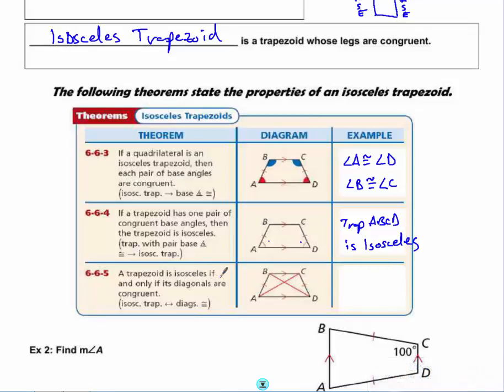A trapezoid is isosceles if and only if its diagonals are congruent. So AC is congruent to BD. And the other shape where the diagonals are congruent is a rectangle. So you want to make sure that we don't confuse those.